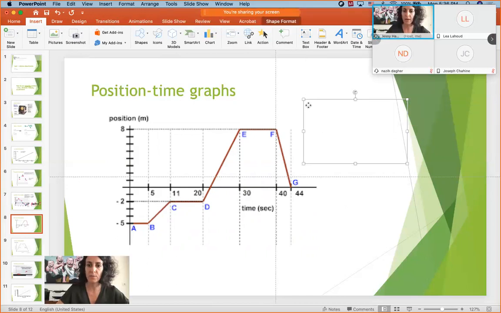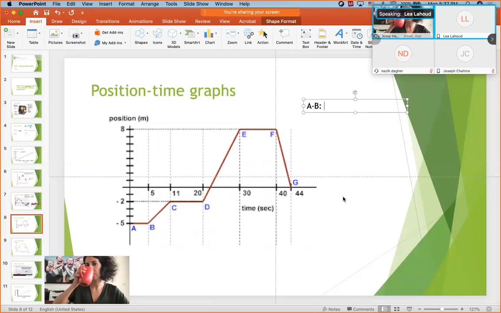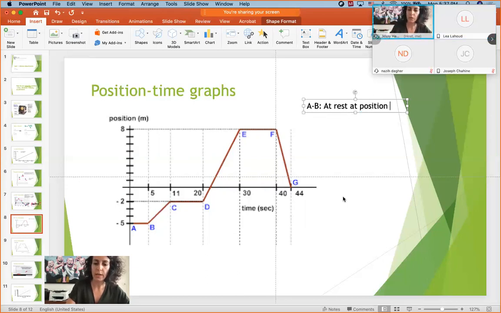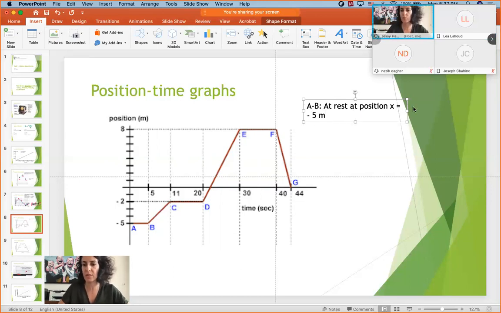Okay, help me out. Between A and B, what happens? Again, position time. This is A to B. What's happening? It's not moving. Excellent, Leah. So this is at rest at position X equal to negative 5 meters. I'm not moving at all.